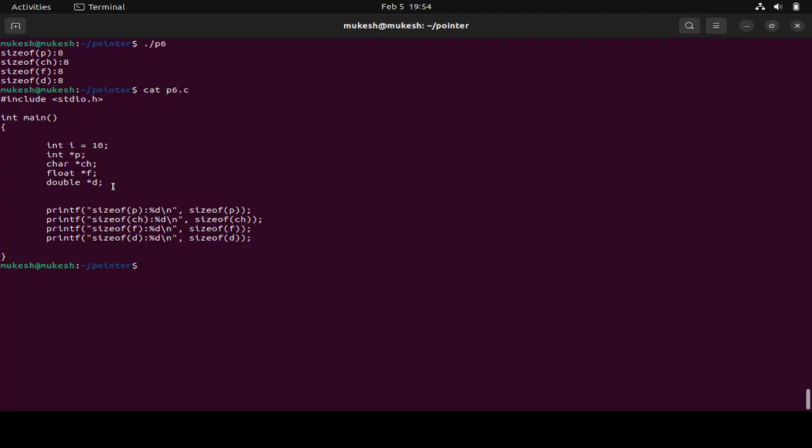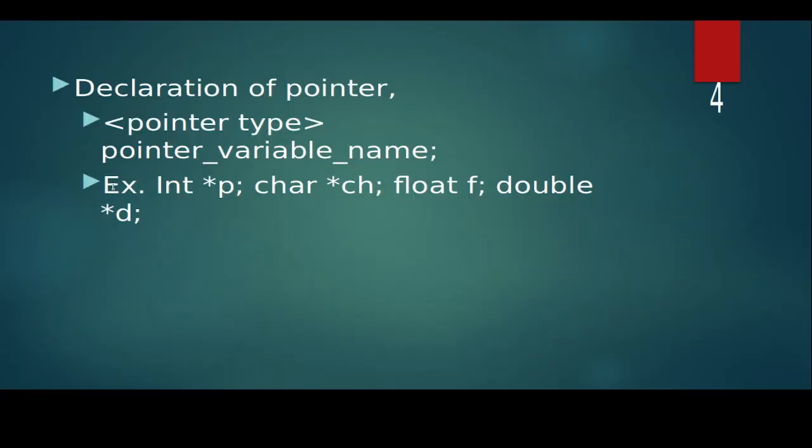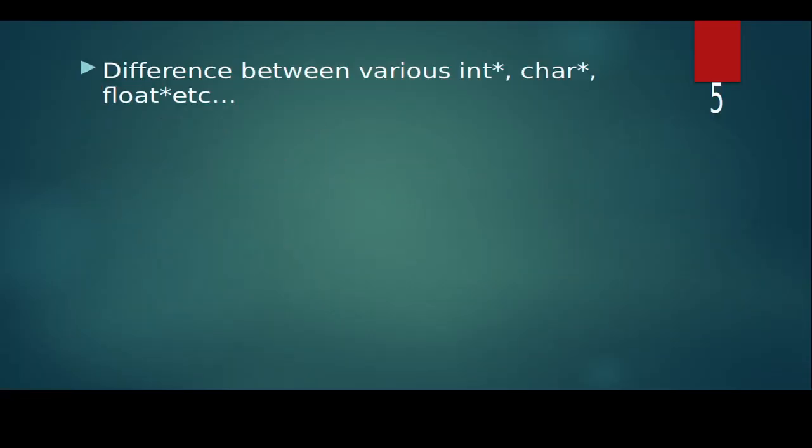Using pointer type, let's say an integer pointer can point to 4 bytes. A character pointer points to 1 byte. A float pointer points to 4 bytes. A double pointer points to 8 bytes. Let's learn some theory so we can understand better. Now we'll learn the difference between the various pointer types: int star, char star, float star.